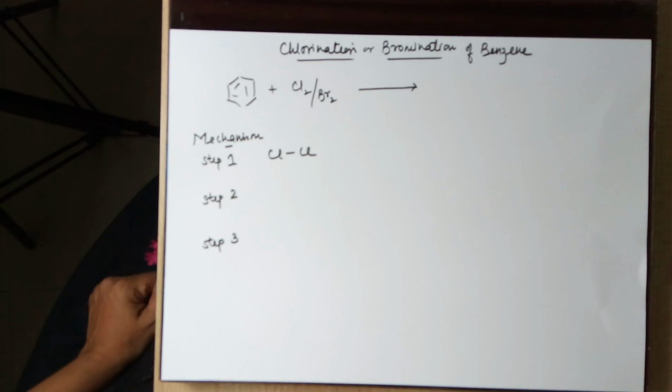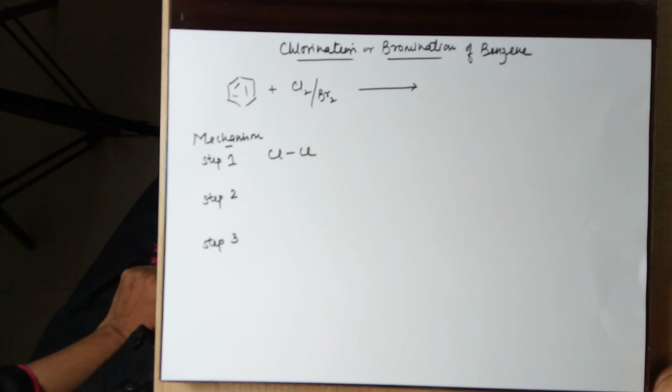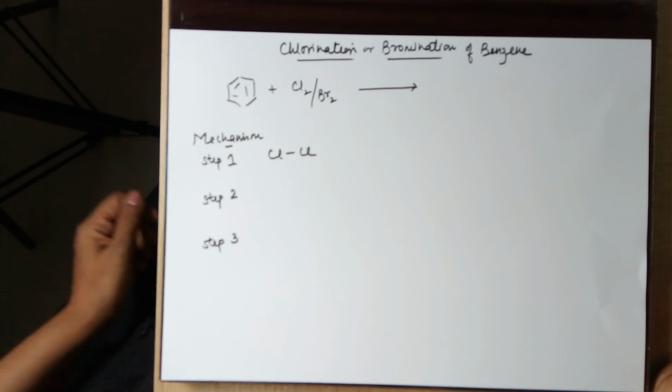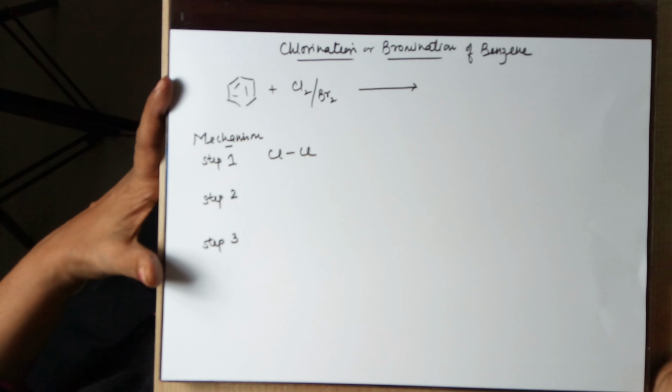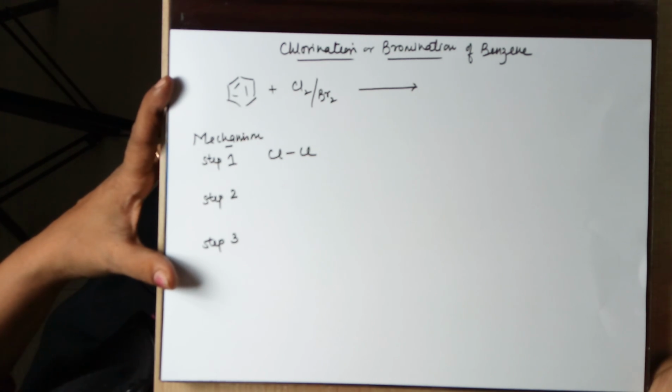In today's class, we'll be doing the mechanism for halogenation of benzene. Benzene can be halogenated directly with chlorine and with bromine only.